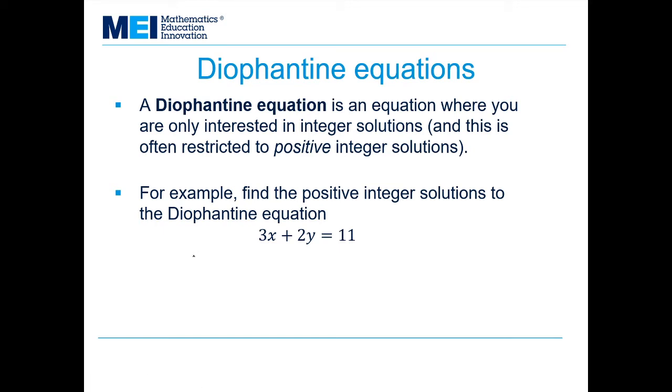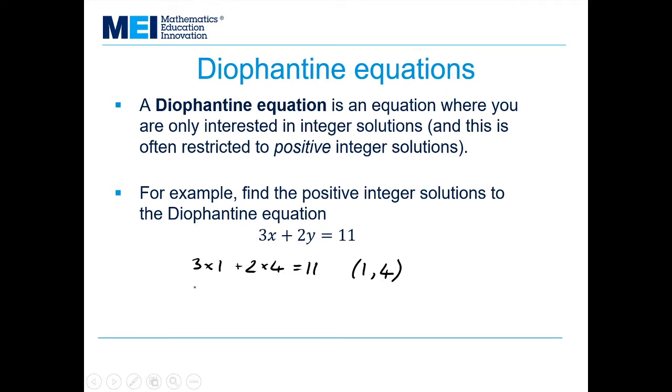So I might start with x equals 1 and say that 3 times 1 is 3. I need to then add on 2 times 4 to get 11. So that tells me that the solution x equals 1, y equals 4 is a solution to this equation.